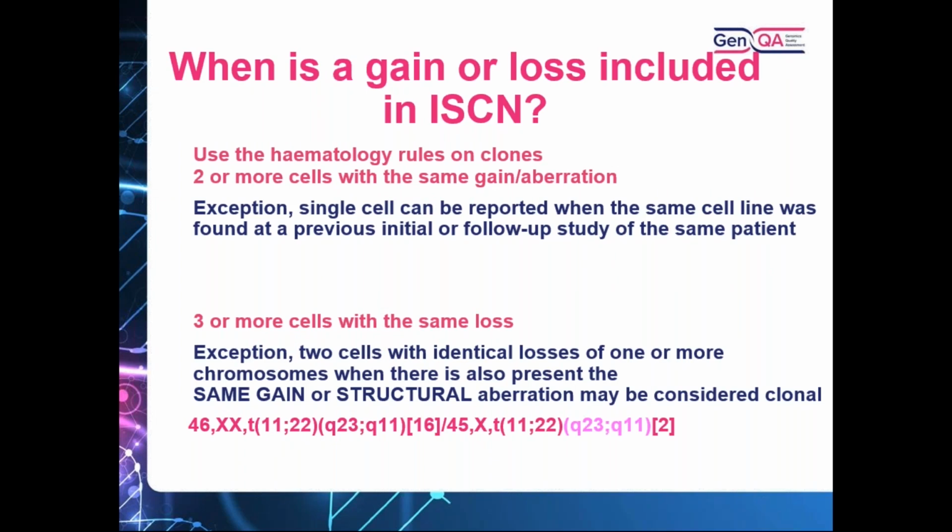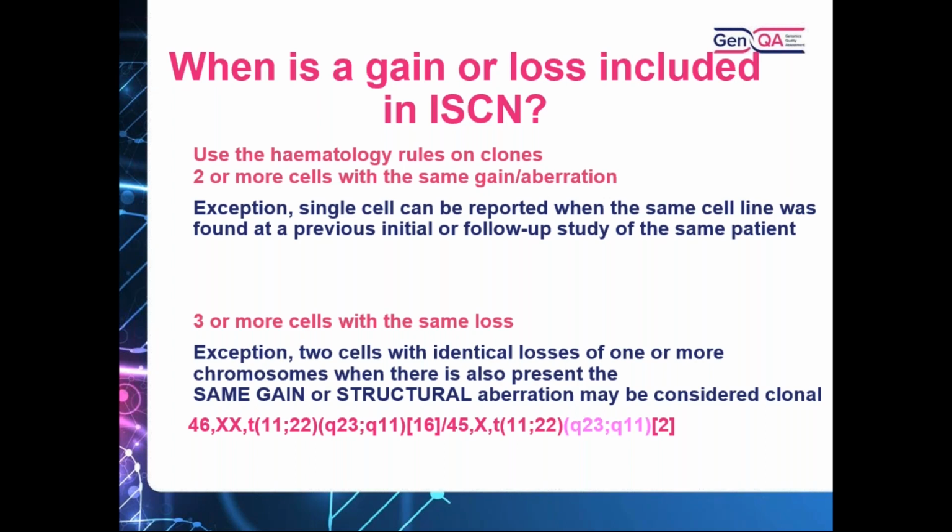So when is a gain or loss included in ISCN when you're actually doing your analysis? We tend to use the hematological rules on clones. So 2 or more cells with the same gain or aberration can be reported. The exception is when a single cell can be reported when the same cell line was found in a previous initial or follow-up study of the same patient. And for a loss, because you can obviously get broken cells, it's 3 or more cells with the same loss.